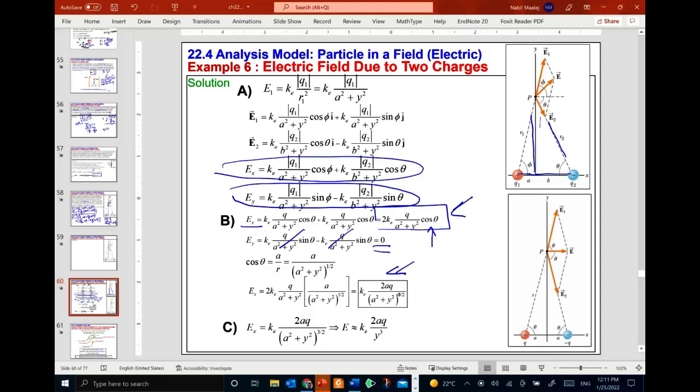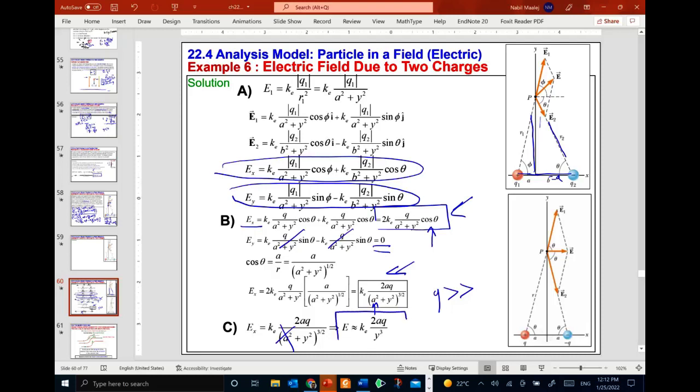We eliminate cosine theta. So now it's equal to K, Coulomb's constant, times 2 times A, the distance A, times Q divided by A squared plus Y squared to the power 3/2. Since Y is much larger than A, the A squared can be ignored in the denominator because it is very small, and this becomes K times 2 times A, times Q divided by Y cubed.